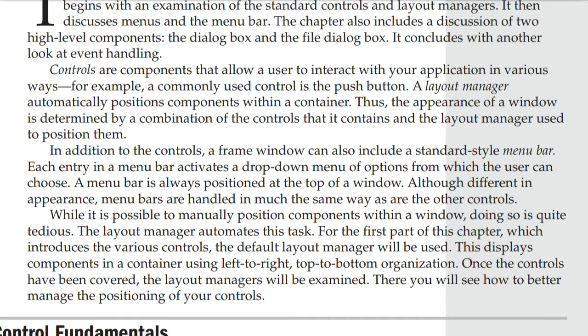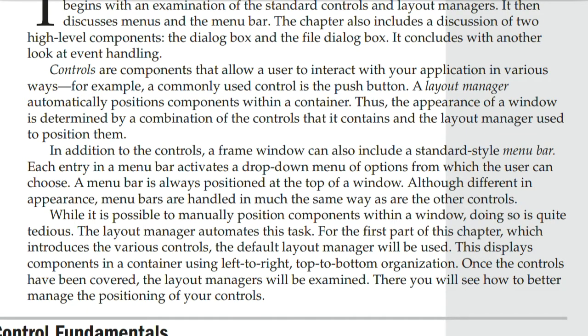In addition to the controls, a frame window can also include a standard style menu bar. Each entry in a menu bar activates a drop-down menu of options from which the user can choose. A menu bar is always positioned at the top of a window. Although different in appearance, menu bars are handled in much the same way as the other controls.